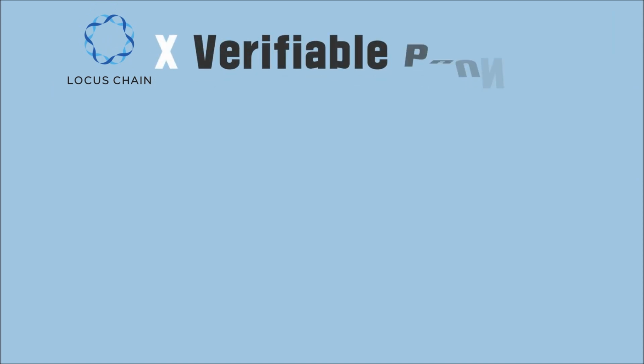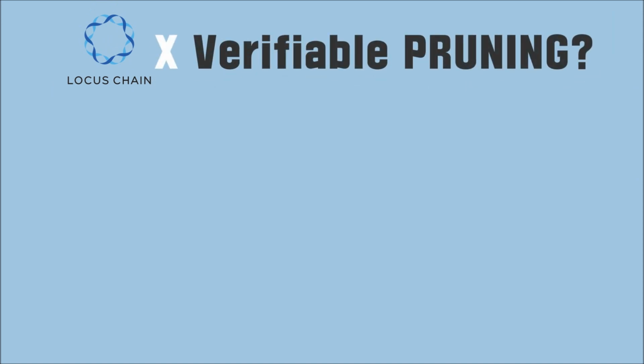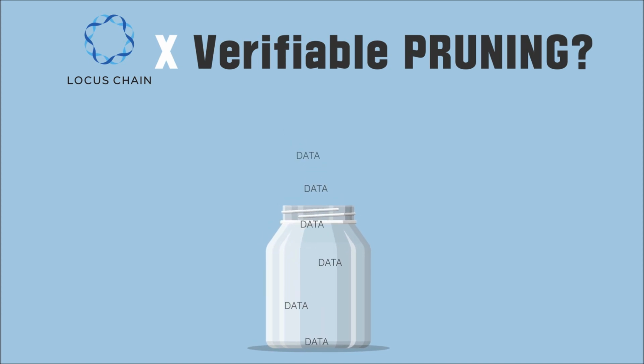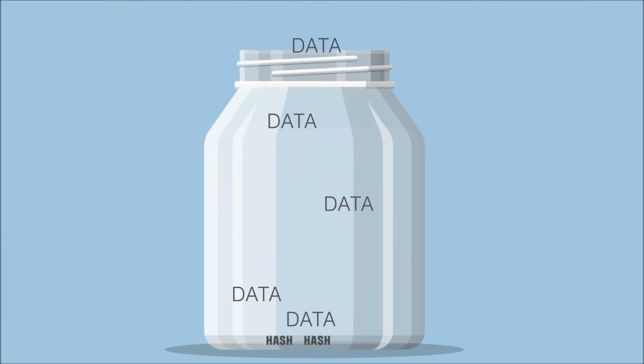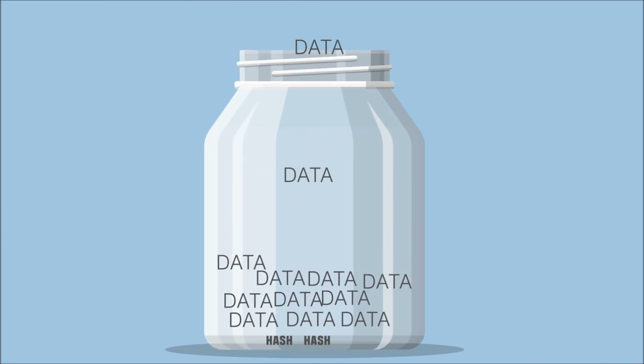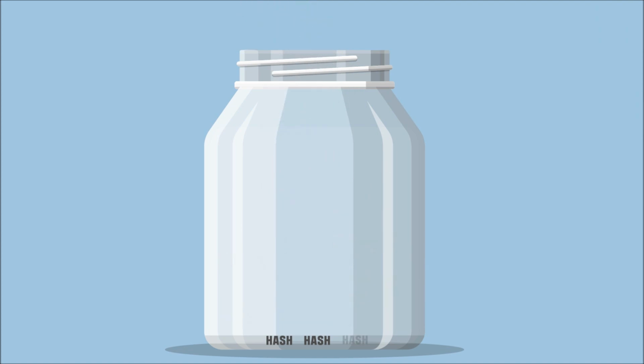If so, what is Locus Chain's verifiable pruning? Verifiable pruning is an exclusive technology to Locus Chain that can verify validity of the previous data with only the latest hash value. Using a mathematical data structure, hundreds of gigabytes of data can be reduced to tens of kilobytes in a high-speed blockchain network, while providing complete data verification.